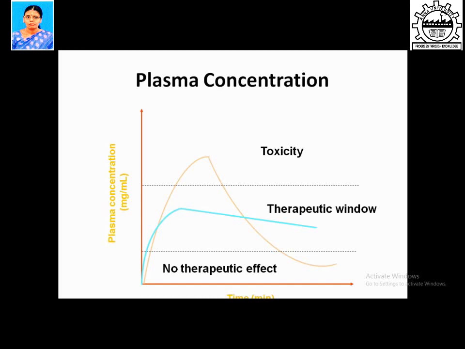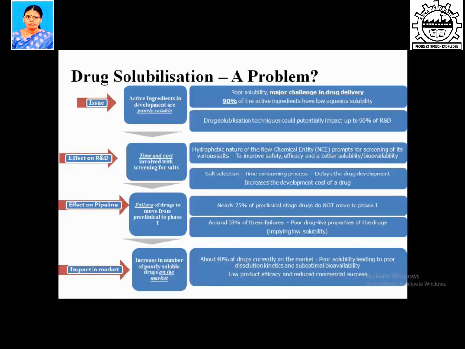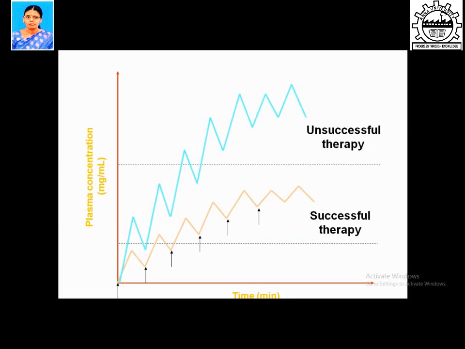But for most of the drugs, the concentration in the plasma goes beyond the maximum level. At that point, it causes toxicity, and under the minimum effective concentration, there is no therapeutic effect. So what is expected? Successful therapy expects that the drug concentration should be within the therapeutic window. Once it crosses the therapeutic window, toxicity or side effects appear. So what we are trying to do through the drug delivery approach is to keep the drug concentration within the therapeutic window so that the side effects will be either eliminated or reduced.